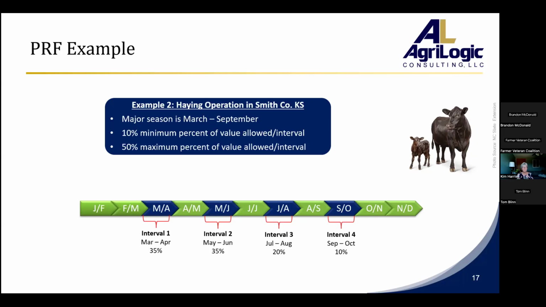So at the beginning of the season, in interval 1 and 2, March through June, they elected 35% of the coverage in March, April, and 35% in May, June. So 70% of their coverage is at the beginning of the season. And then they put another 20% in July, August, and the remaining 10% in September, October.